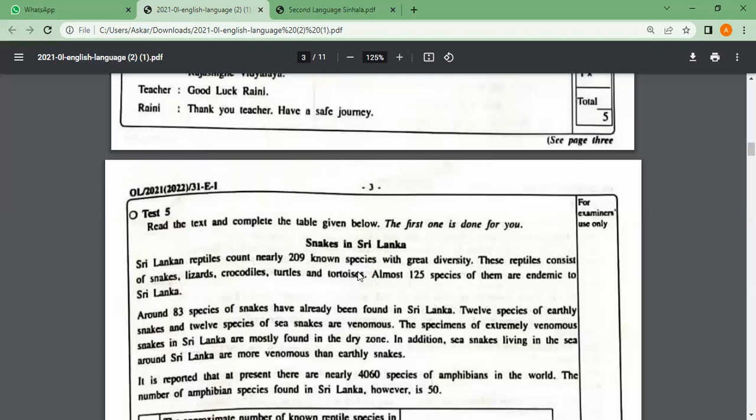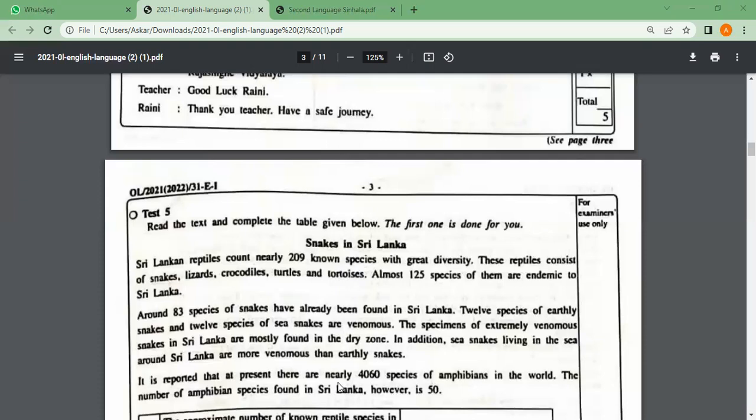So amphibians, 4060 species of amphibians are there in the world, not in Sri Lanka. The number of amphibian species found in Sri Lanka, however, is 50. So in Sri Lanka it is 50 only.